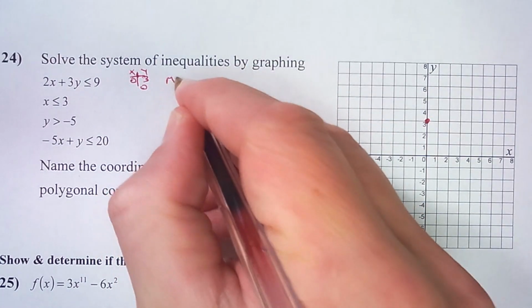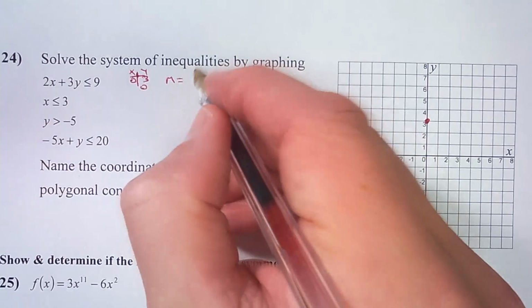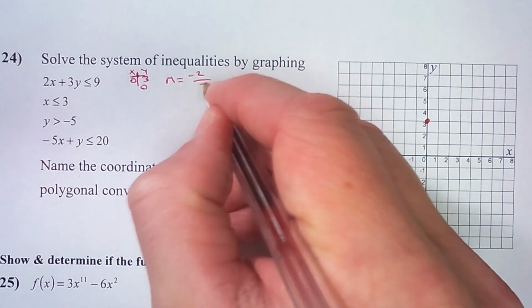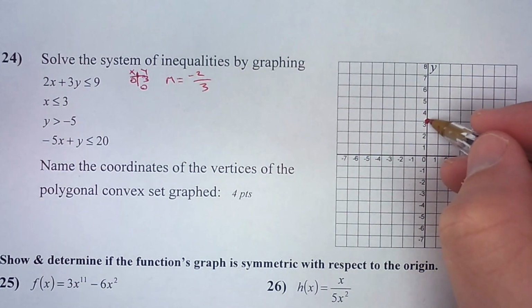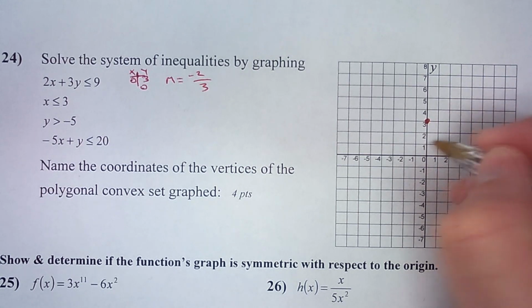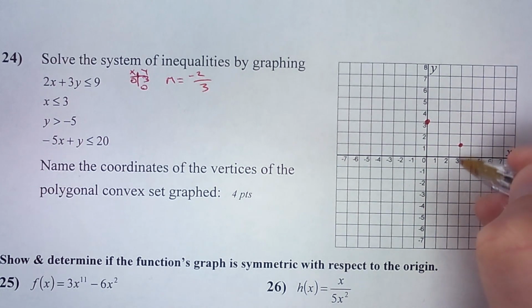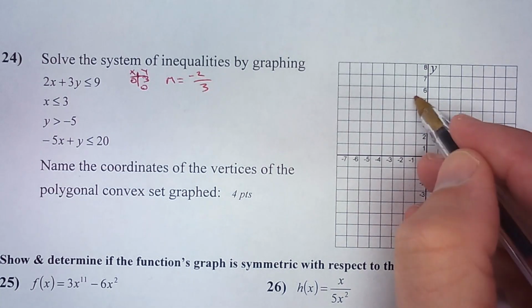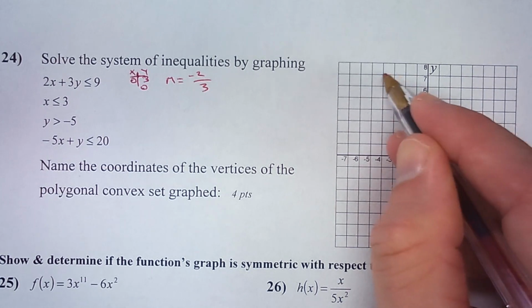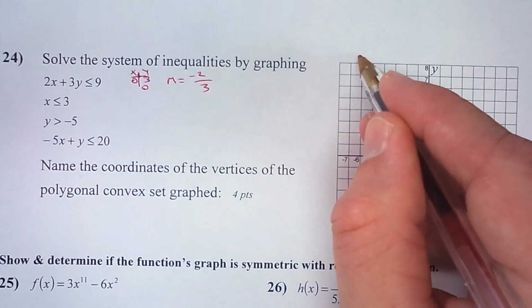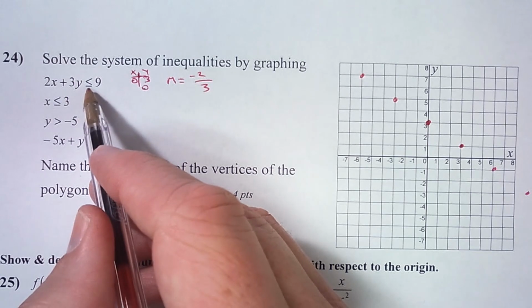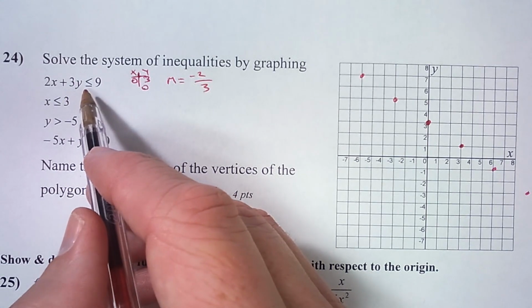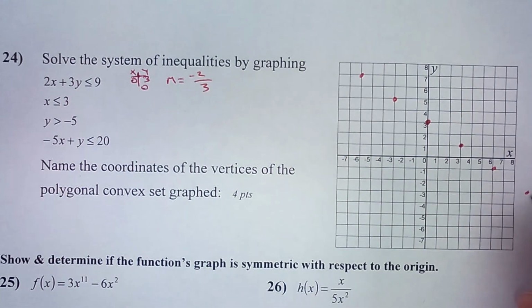So I will find the slope. The slope is the opposite of a, which is negative 2, over b, which is 3. So the slope is negative 2/3. So that's down 2, right 3. As many times as I can fit. And then up 2, left 3. Okay, and this is less than or equal to, so I will make it a solid line.